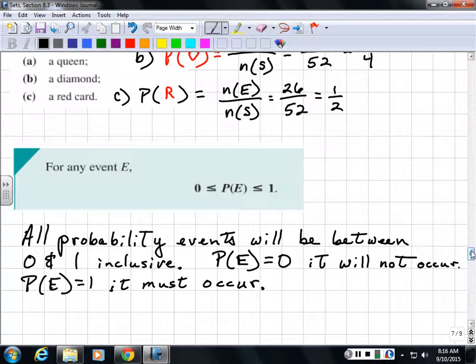This is a much nicer way of saying it for everybody to understand. All probability events will be between 0 and 1 inclusive. The probability of E equal to 0, it will not occur. Not going to happen. If you have a probability that's 0, it can't happen or it won't happen. If the probability is equal to 1, it must occur. You have no choice. It will occur.